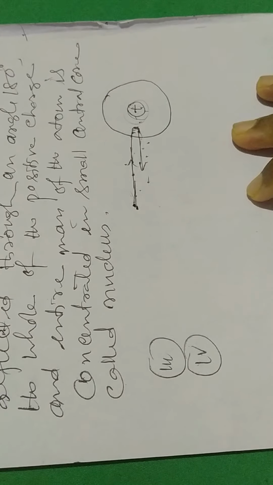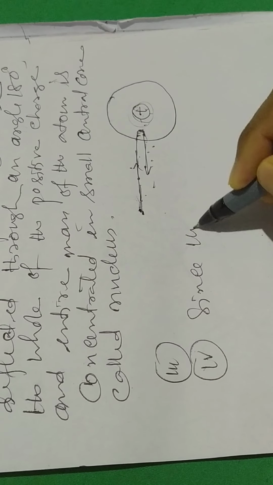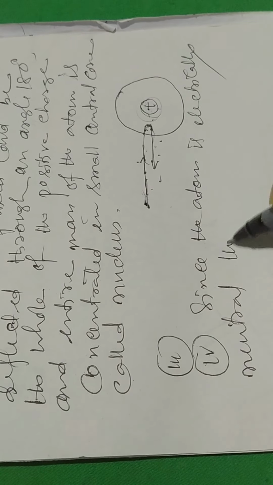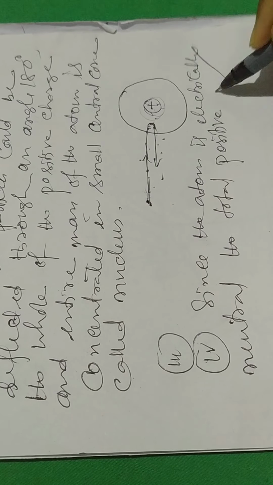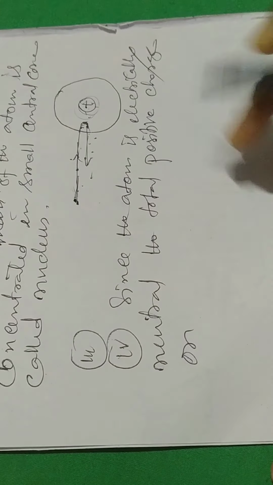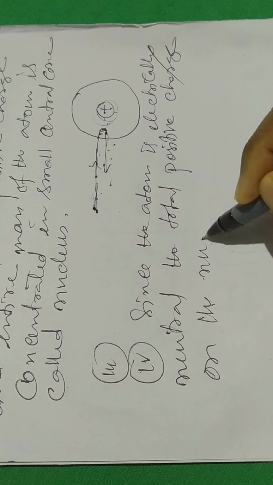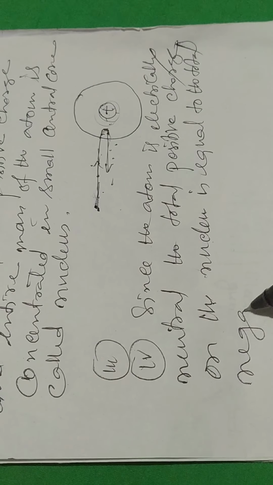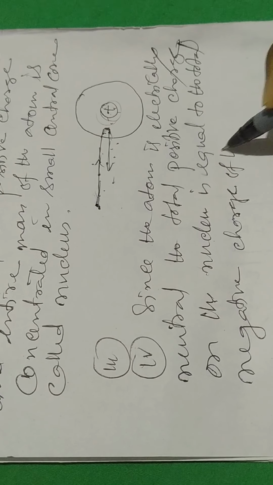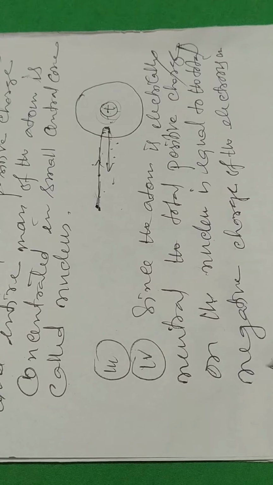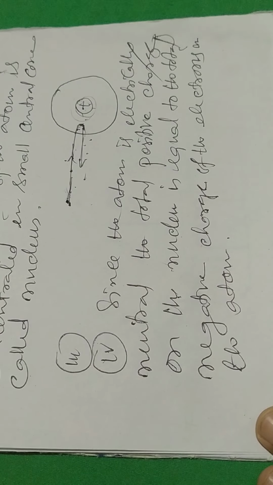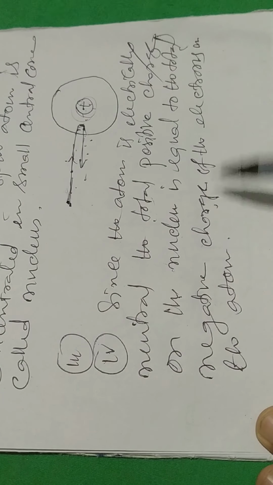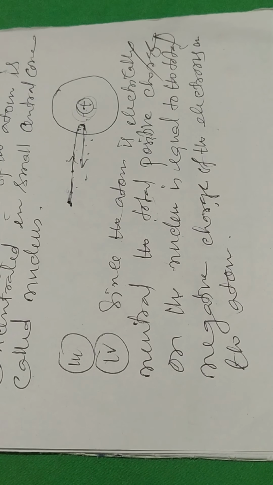Number 4: since the atom is electrically neutral, the total positive charge on the nucleus is equal to the total negative charge of the electrons in the atom. That is why the atom is electrically neutral.